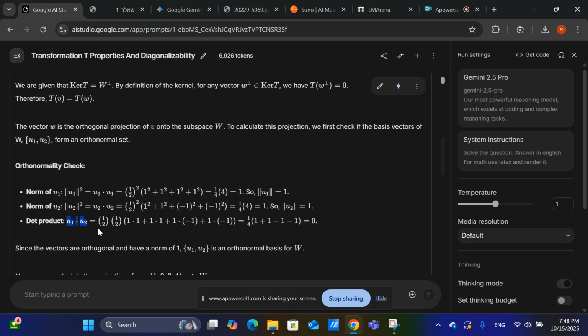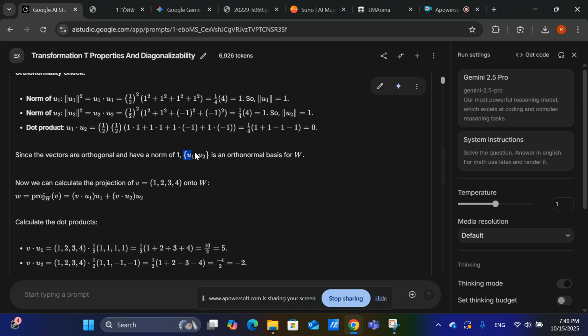Now the dot product, the inner product between these two vectors, when we calculate it, we get 0. What does it mean? It means that these two vectors are orthogonal to each other by definition. This is exactly the definition for being orthogonal to each other. Okay, so what we've got, and remember that two orthogonal vectors are linear independent. So we got two vectors that span W, they are orthogonal to each other, linear independent, and they are normalized.